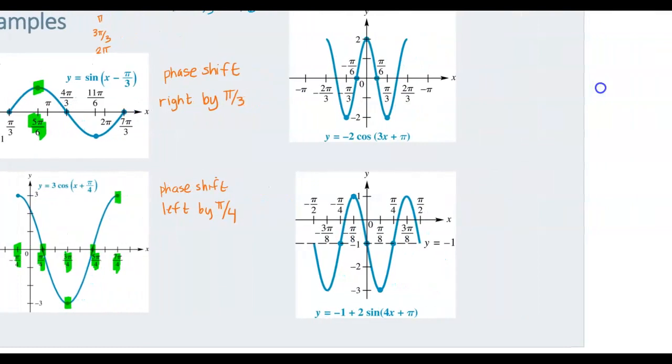For this third graph, we have a reflection. We know that because there's a negative number in front, and a change in the amplitude. You can see that my max and min points end up going to +2 and -2, but the graph is flipped upside down. It might not look like it's flipped upside down at the moment because we have a couple things going on here.